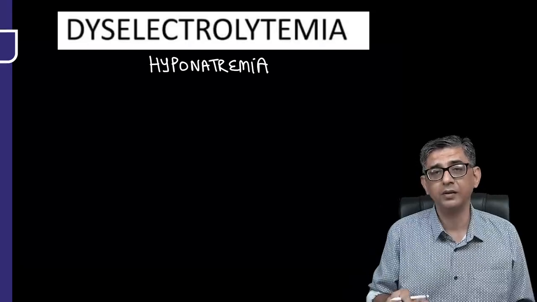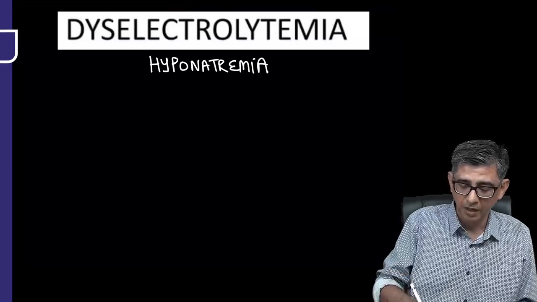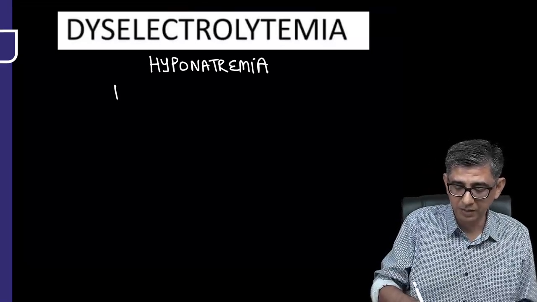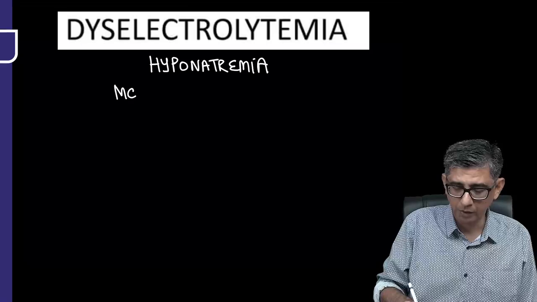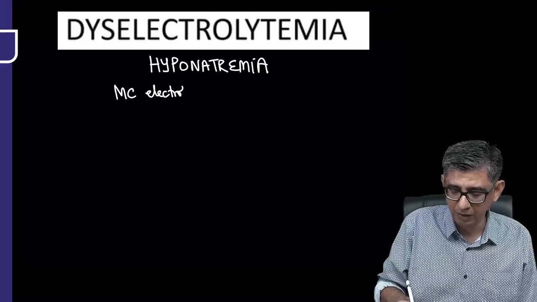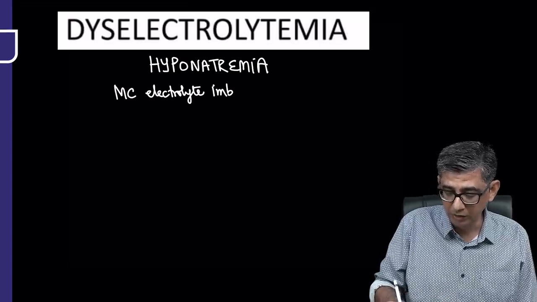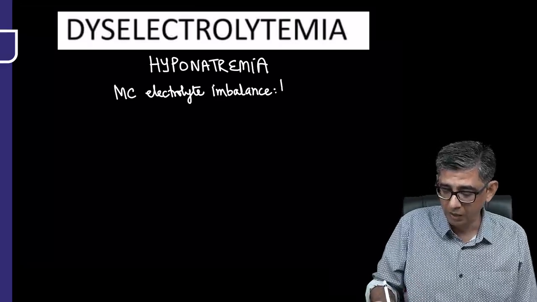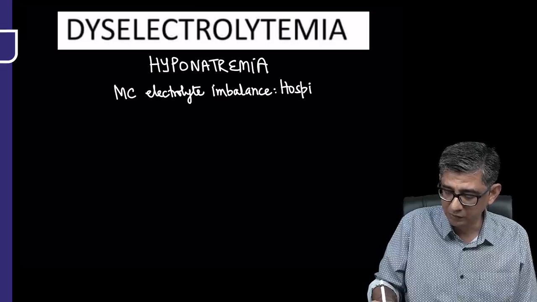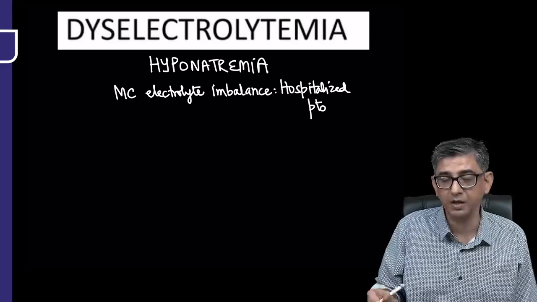That would be the first one, and the reason for that will become very obvious to you when I write down the following question. This is a previous year question that simply said, which is the most common electrolyte imbalance that is going to be encountered in hospitalized patients. Now, I'll tell you the reason also, why this happens to be the commonest electrolyte imbalance in hospitalized patients. For that, I'll tell you a formula also, a mathematical one, to give you a mathematical justification.